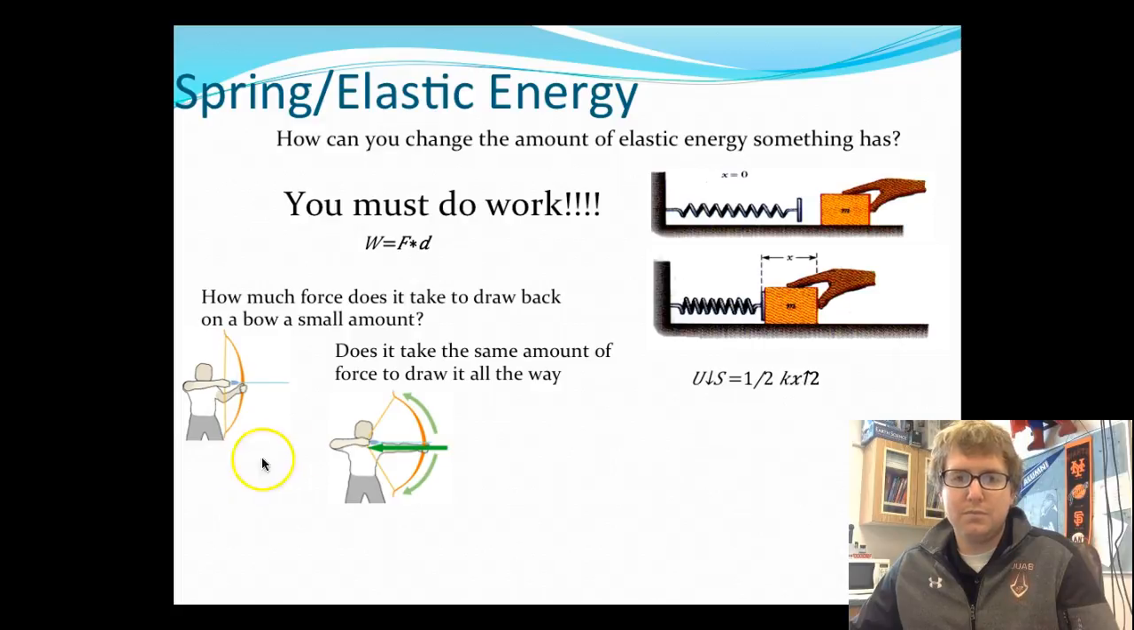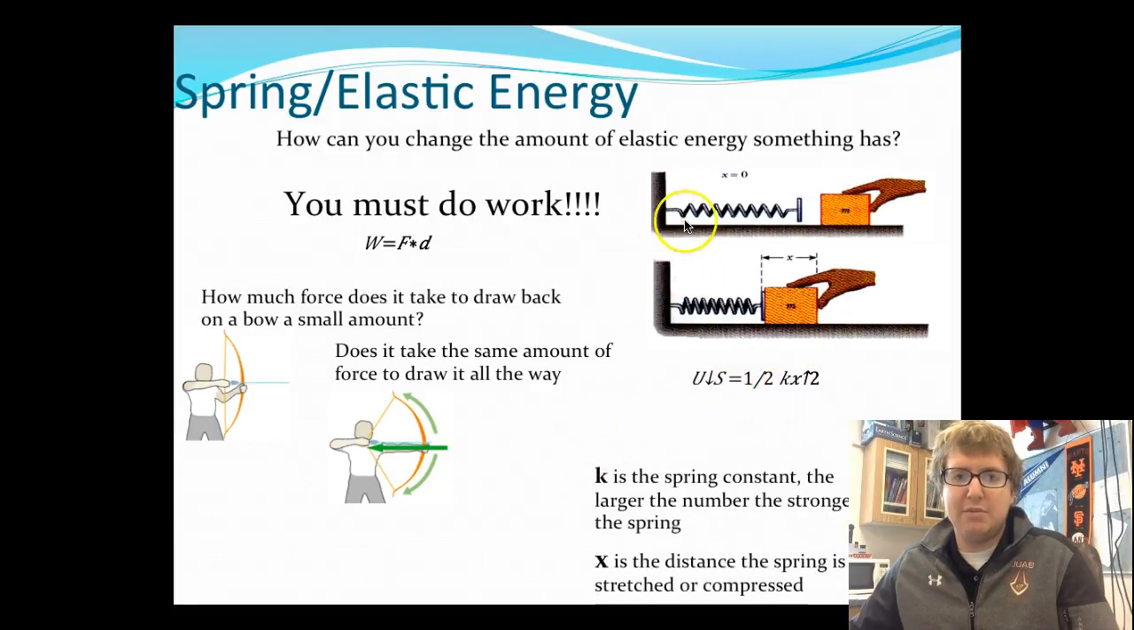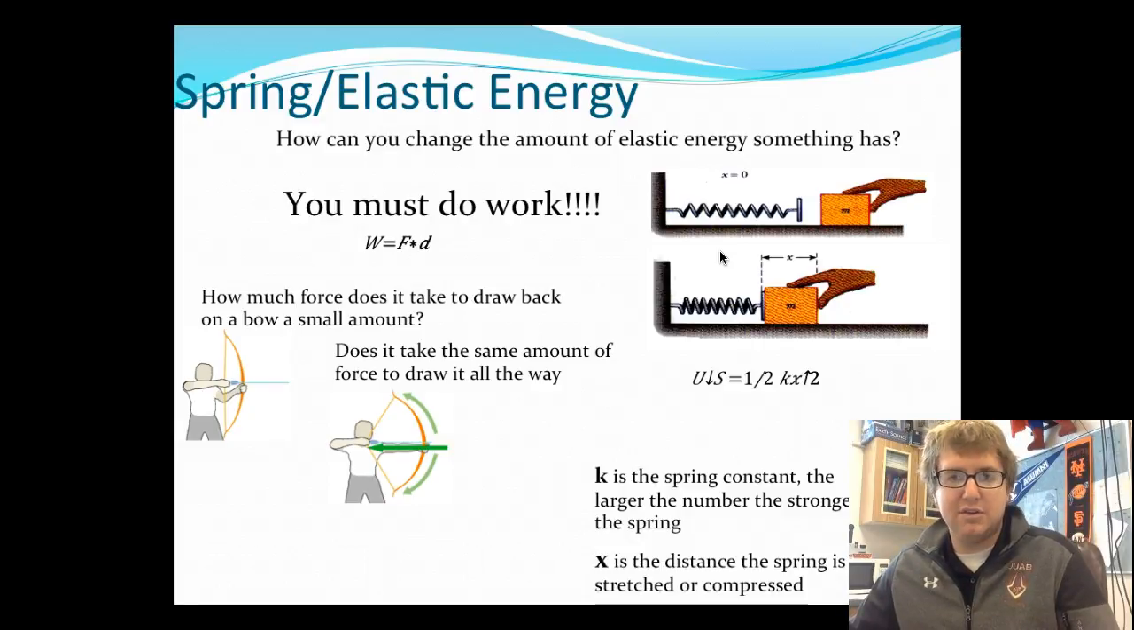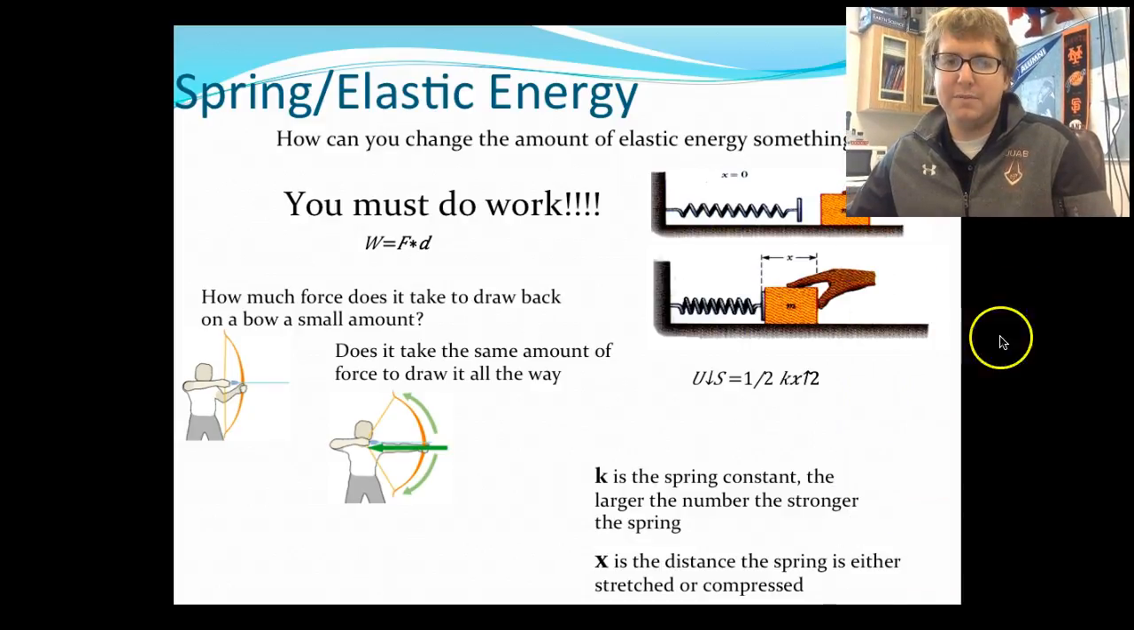So the work in this situation is much more than the work in the other situation. There's our equation, the potential spring equation: 1/2 kx squared. Remember, k is the spring constant, so the stronger the spring, the bigger the number. A bigger rubber band is going to have a bigger k than a smaller rubber band. X is the distance that the spring is compressed.